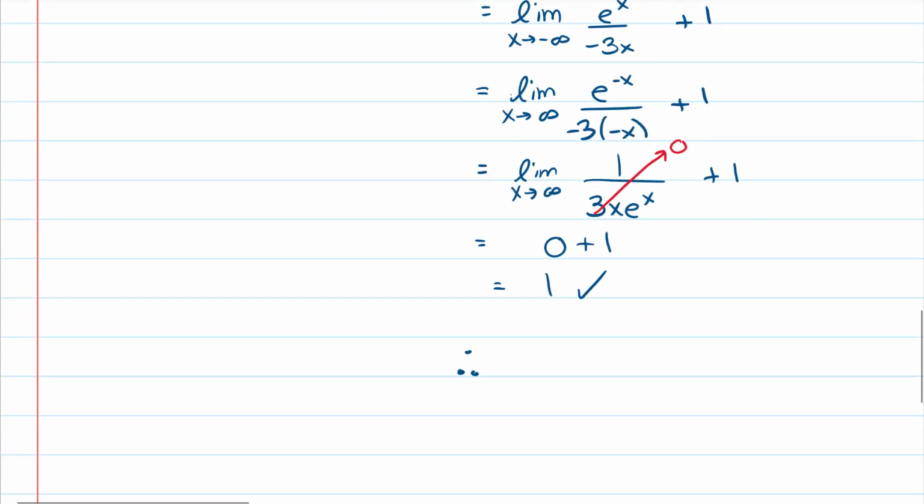And so now that we've gotten 1, we know that h of x, which is equal to negative 3x, is a left end behavior model.